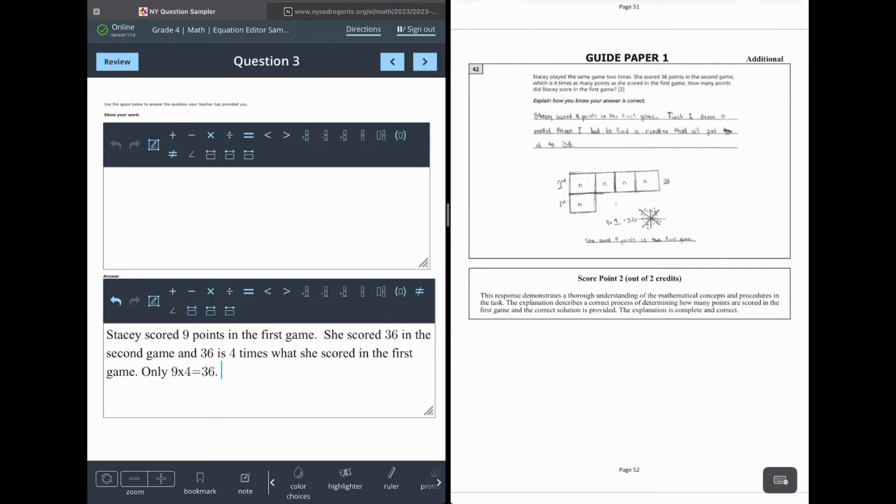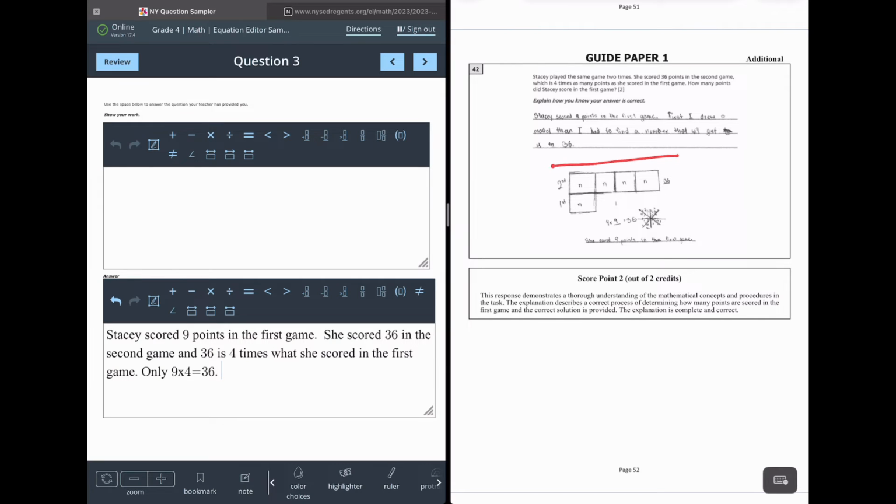So Stacy scored 9 points in the first game. Good. First, I drew a model that I had to find a number that will get 4 to 36. Nice model. So she was trying to draw it out, and it says she scored 9 points in the first game. So she has her little numbers n, and she knew it had to be n plus n plus n plus n, and the only way that can happen is if she had 9. So 9 plus 9 plus 9 plus 9 is equal to 36.